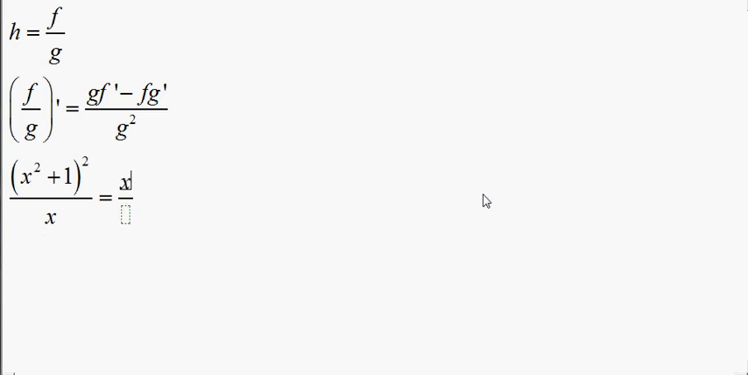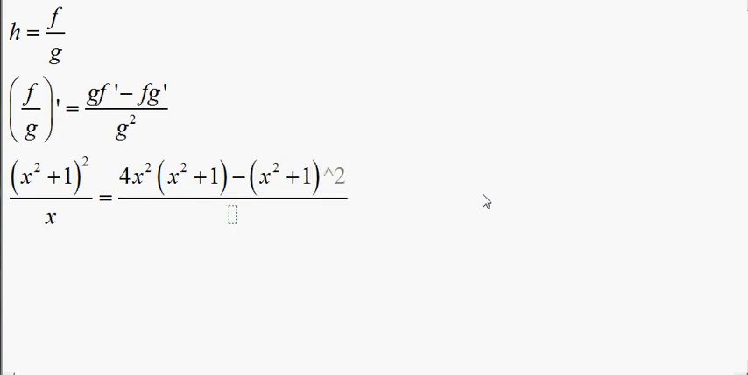Doing this one quick example, it's going to be x times the derivative of the top, the bottom times the derivative of the top. The derivative of the top is going to be 2 times x squared plus 1 times 2x. So it's going to be 4x squared. And then minus the top, x squared plus 1 squared, times the derivative of the bottom, which is 1, over the bottom squared. There you go. That's your derivative. You can factor out that x squared plus 1 if you want. And that's pretty much it.